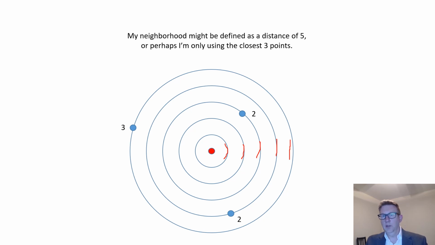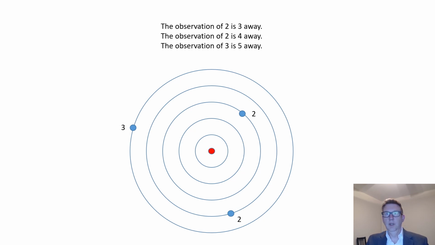This point is 1, 2, 3 units away. This one is 1, 2, 3, 4 units away. And this one is 1, 2, 3, 4, 5 units away from me. So this observation is the closest, followed by that one, followed by that one. Observation 1 is 3 away, observation 2 is 4 away, observation 3 is 5 away.